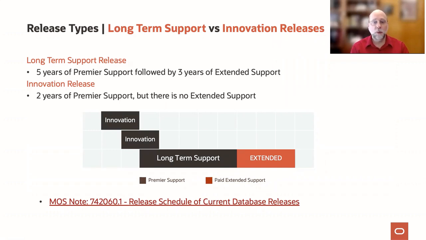And here's a key point: you have to be willing to upgrade every couple of years to stay on innovation releases. So more often, those are going to be deployed in your development areas so that your developers can pick up new features like, say, the new binary JSON data type that's in 21, and maybe you'll plan on deploying that really in production once the next long-term release comes out.